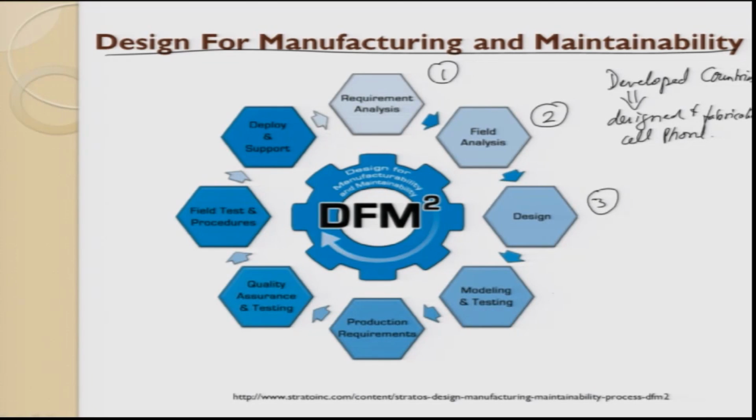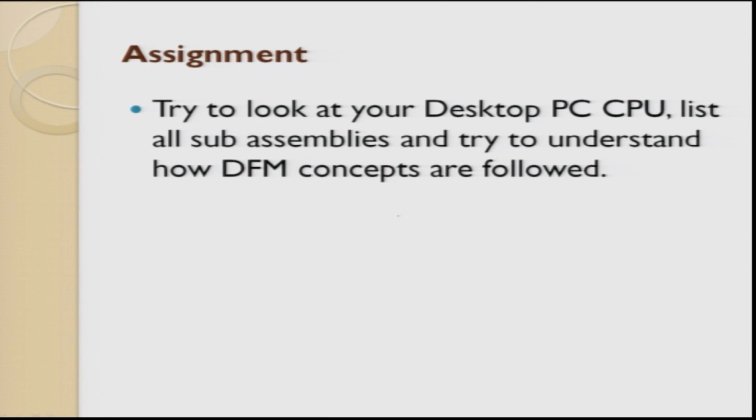So this is the third phase, design, and then you try to make prototypes. Prototypes can be made by a rapid prototyping machine, or they can be made out of composites, a scaled down model, and then you test it. Once you have tested with the customer in the field, for strength and other things, then we try to make the production requirement, quality assurance and testing, and field test procedures. Procedures are laid, then it is deployed, and then this is a cycle which keeps on going. So now DFM is otherwise called DFM square. So I would like to complete this lecture.